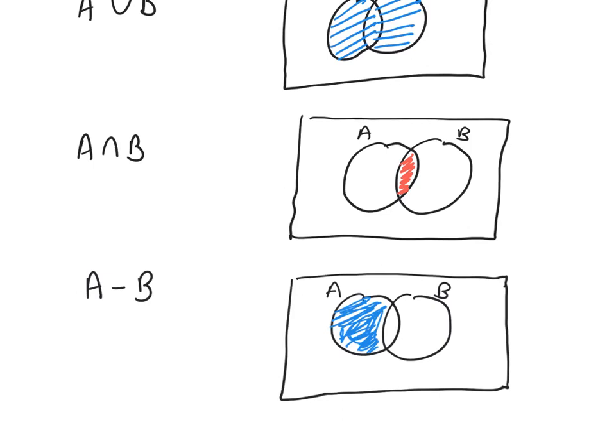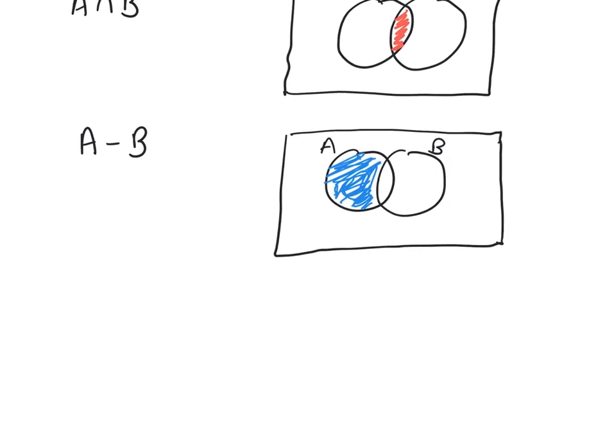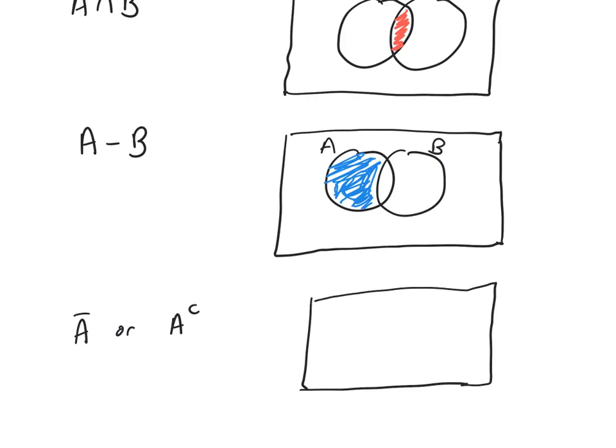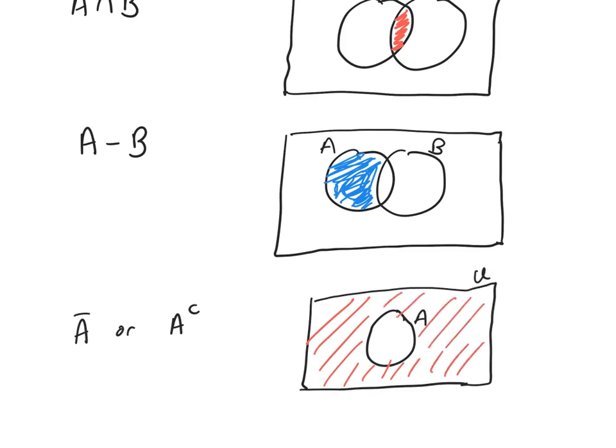And how do I do the complement? A bar or A^C. So here I only have one set when I'm doing a complement. I have my set A inside of my universal set. So it's everything that's in my universal set but not in A. So I want everything outside of A.